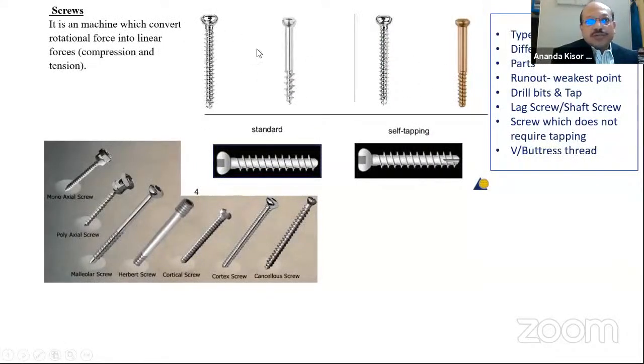Suppose this is the cortical and this is basically the cancellous screw. As you can see here, it may be tapping, it may be non-tapping, it is a self-tapping, self-drilling screw like this. There are several designs and utilities, as you can see here: cortical, cancellous, Herbert screw, headless screw, the malleolar screw, the polyaxial, like that.